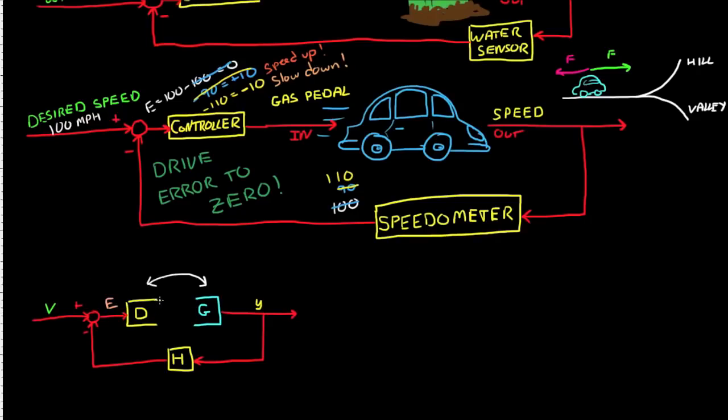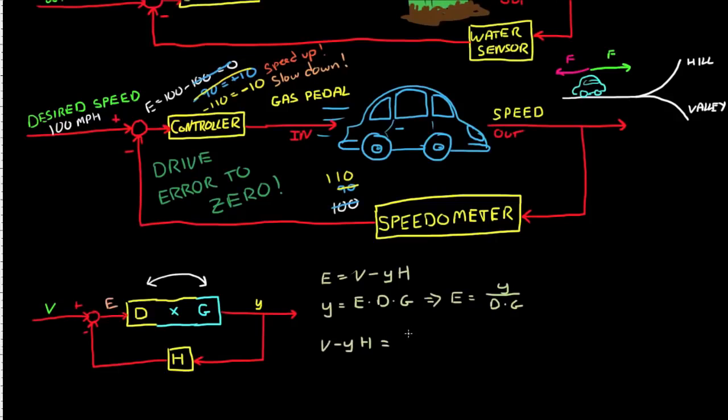We can then reduce this block diagram even further. For example, we can multiply D and G to combine into a single block. To reduce further, however, takes a small amount of algebra. The error signal is the reference signal V minus the output Y times the sensor process H. The output Y is the error term times D times G. Now solve this equation for E, which will give you Y over DG.